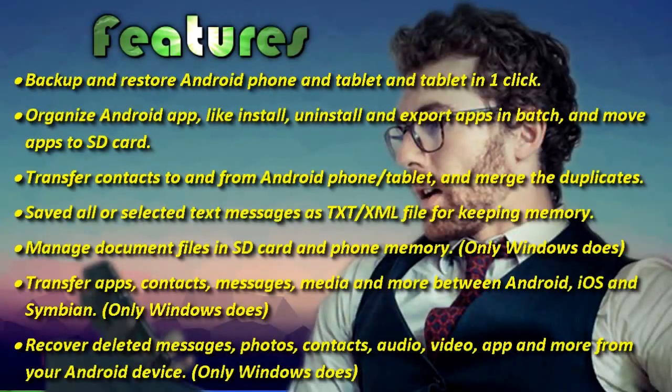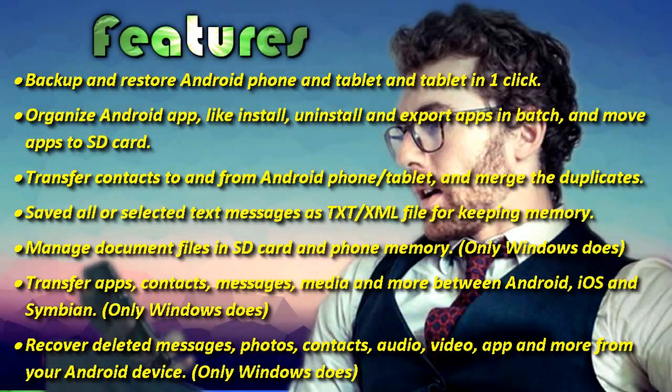Here are some salient features of Wondershare MobileGo. You can backup and restore data, organize Android apps, like install, uninstall and export apps in batch, move apps to SD card, transfer contacts to and from Android phone and tablet. You can save messages in TXT and XML file. It can manage SD card and phone memory.